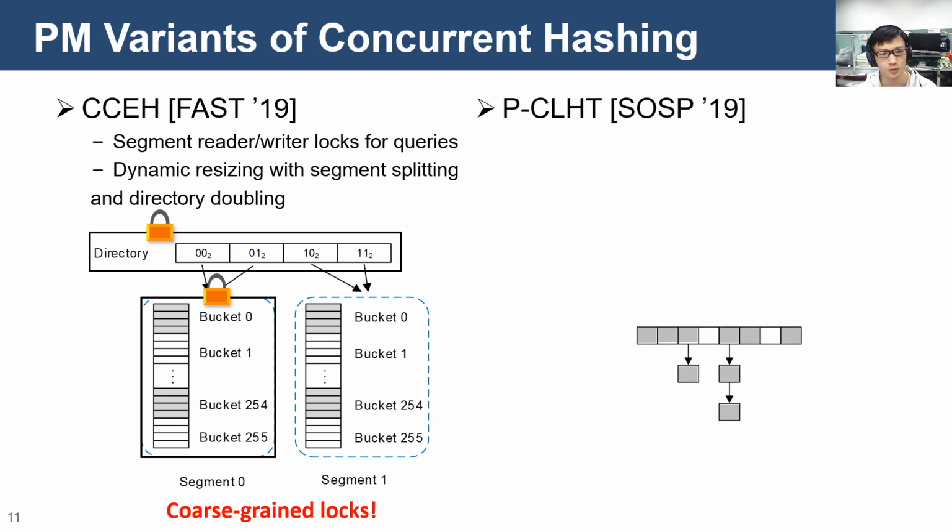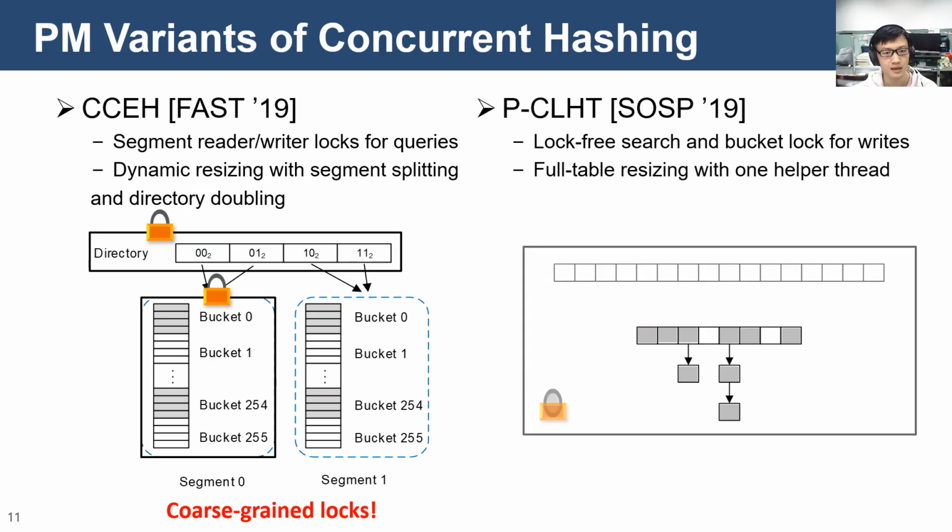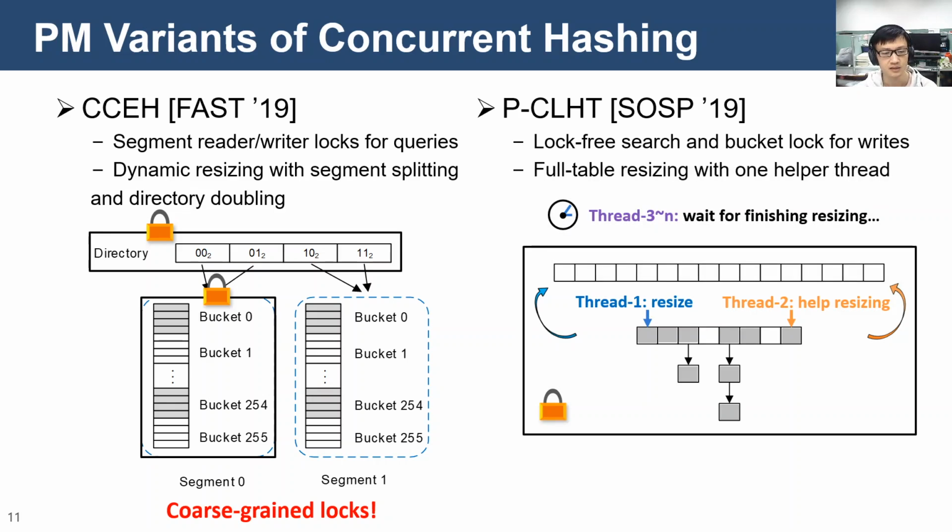PCLHT is a crash-consistent variant of the cache-line hash table for PM. In terms of concurrency, PCLHT supports lock-free search and the rest require bucket-grained locks. Though with one helper thread, the full table resizing for a large table with global locks is still time-consuming, which blocks the insertion in other threads.